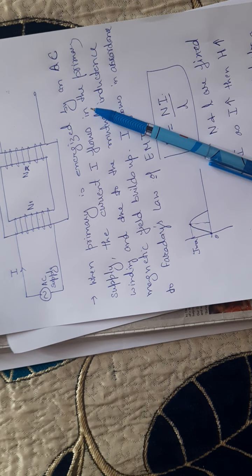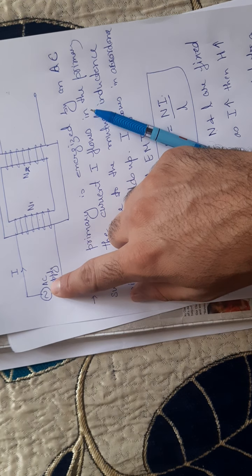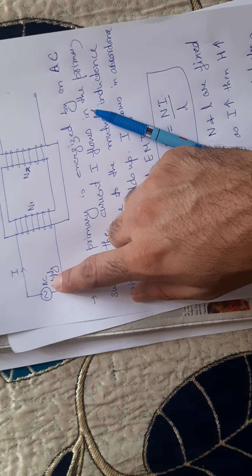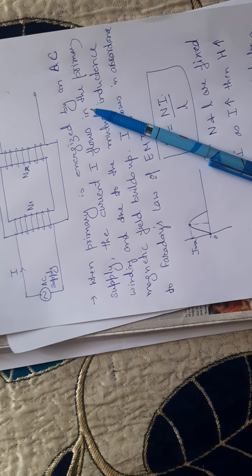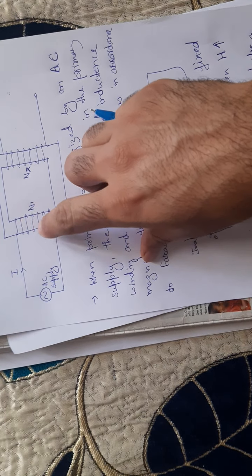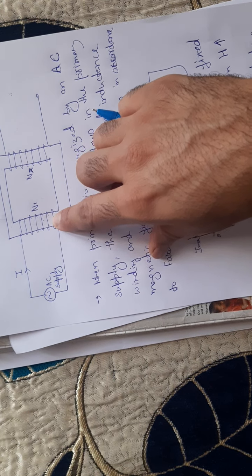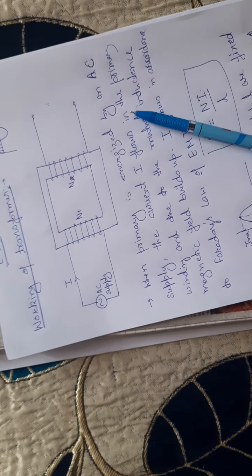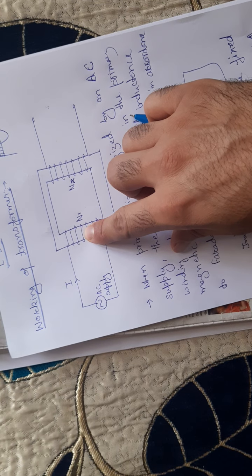Okay, so I also told you why we are using AC here, because in AC the magnitude always keeps on changing at any instant. Because of that change we will get a changing flux here, and for Faraday's law, there should be changing flux. It should not be a constant flux.